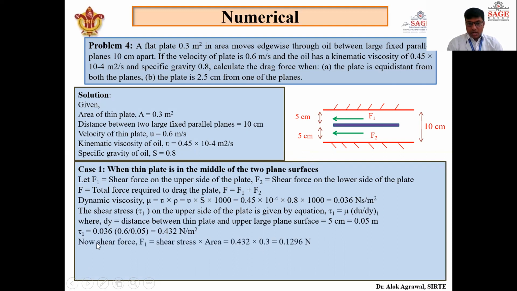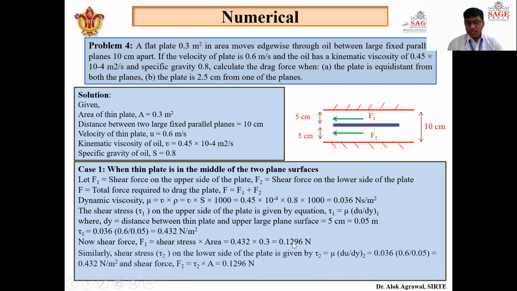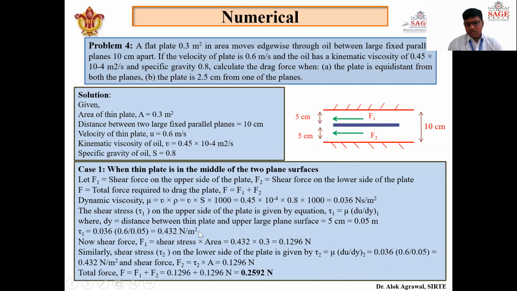Now, shear force will be shear stress into area, and the area is given as 0.3 meter square. Substituting this, we get F1 as 0.1296 Newton. And this plate is traveling at the center, so F1 is obviously equal to F2. Tau2 we get the same because the distance is the same, the viscosity is the same, the area of the plate is the same, everything is the same, so we get a similar result for F1 and F2. Once we add both F1 and F2, we get the total force, that is 0.2592 Newton. So this is a very simple case.